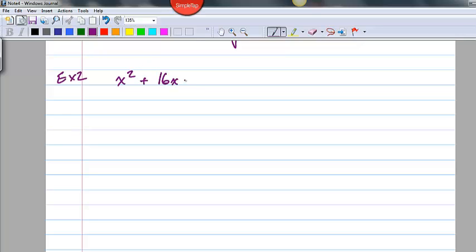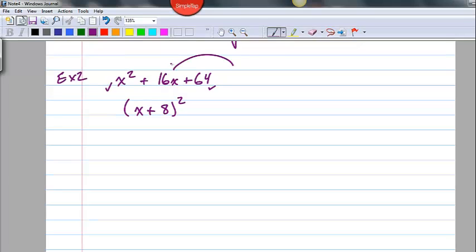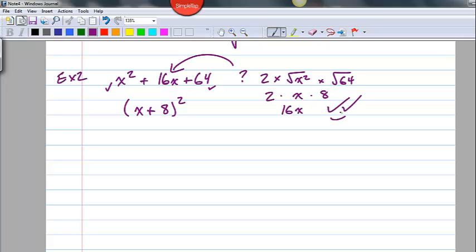For something like x squared plus 16x plus 64, same idea. We look at the first terms and the last terms. They're both perfect squares. Square root of x squared is x. Square root of 64 is 8. 8 times x is 8x. 2 times 8x is 16x. So that's perfect: 2 times the product of the square roots of the first and the last. So that means it is a perfect square trinomial. So my factors are, in fact, x plus 8 squared. Square the first, square the last, and use the same sign as the first sign in the trinomial.